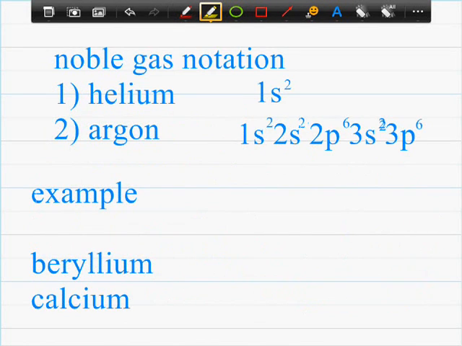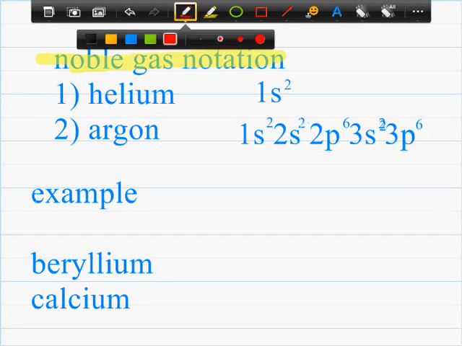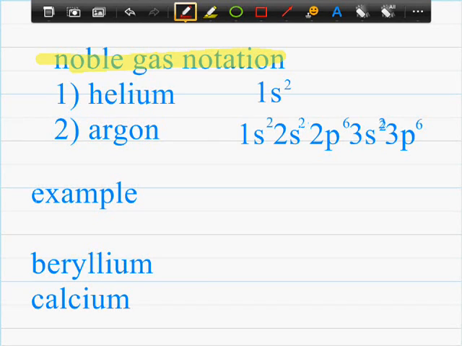Now we're going to learn about the shorter and even easier way to write out electron configurations. This is called noble gas notation. It's called noble gas notation because we actually use the names of noble gases to cut out writing out extra orbitals. Just as we did with magnesium, where instead of writing everything from scratch from neon, we just added on our 3s2. The same concept goes into noble gas notation.